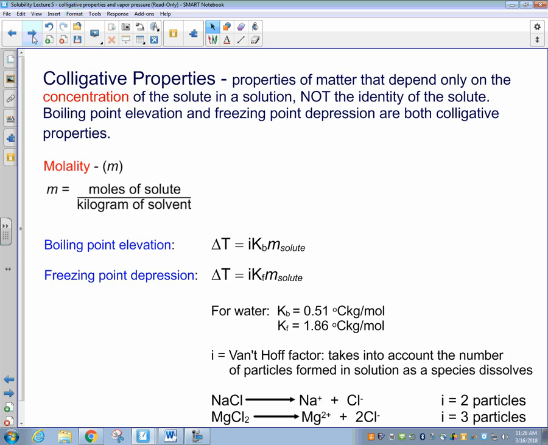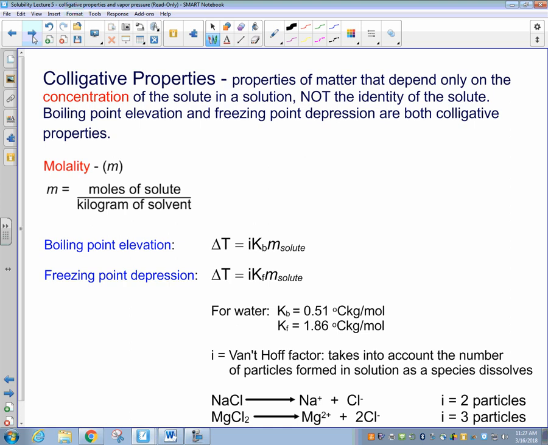And these properties that we've described, that is boiling point elevation and freezing point depression, are what we refer to as colligative properties. These are properties which depend only upon the concentration of the solute in the solution, not the identity of the solute in the solution. That is, it doesn't matter what species we're dissolving, all that matters is how concentrated that solution actually is. And as it turns out, both boiling point elevation and freezing point depression are colligative properties, that is, they are independent of the identity of the species in terms of the effect that they'll have on the solution.